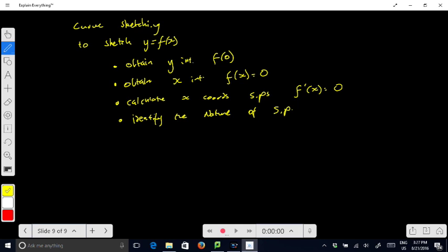Of the stationary points, which is what we did in that last example there. And we've got a fifth point, calculate the coordinates of the endpoint, if we have a restricted domain. And any other key features where appropriate. So mostly we'll be looking at those ones there.